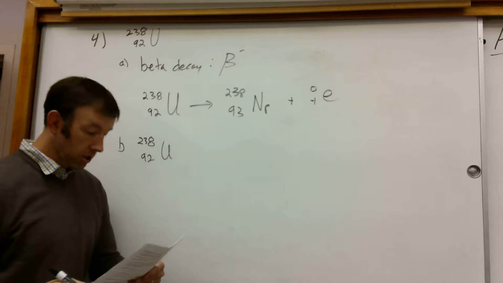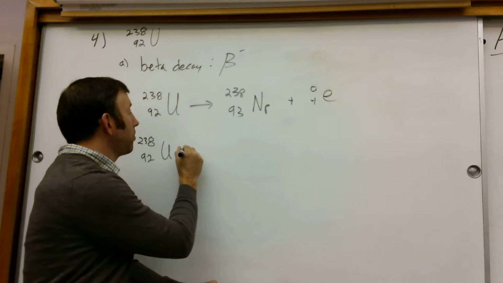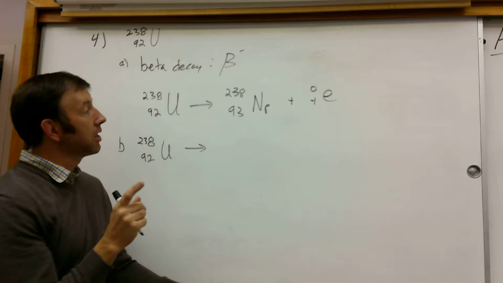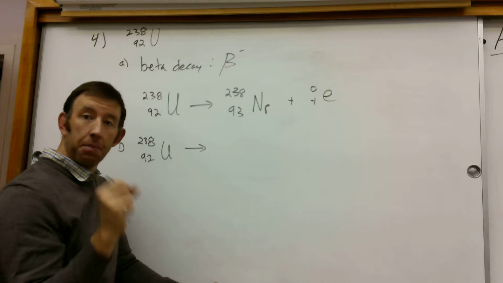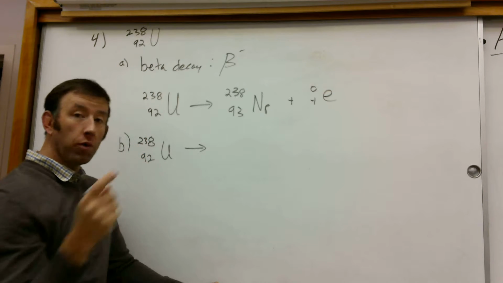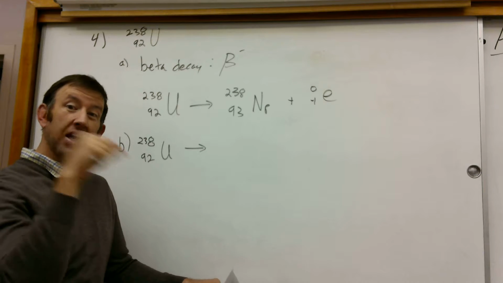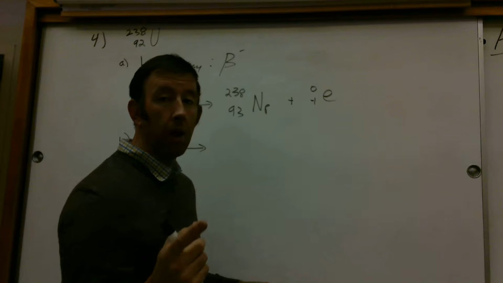And in this case, we want to show a positron decay. So with a positron decay, we're essentially doing the opposite of what happened here. We're going to shed a positron instead of an electron. Now, positron decay and electron capture actually do the same thing. We just do it two different ways.